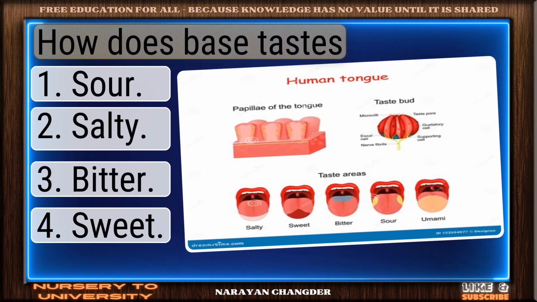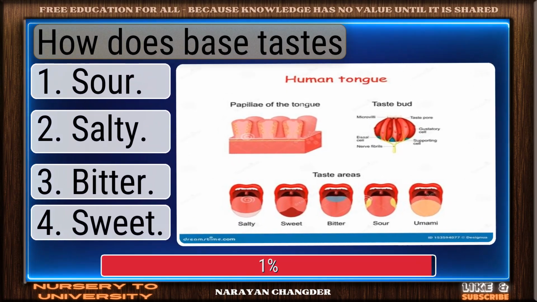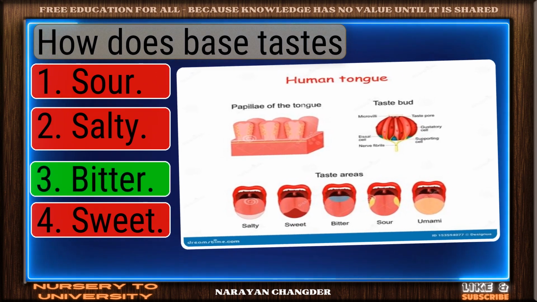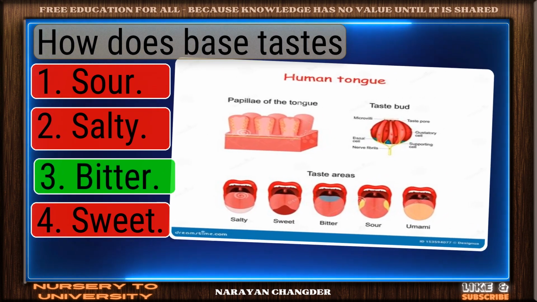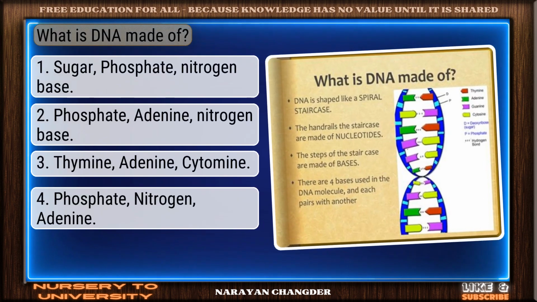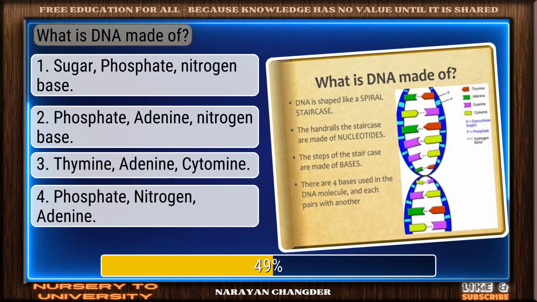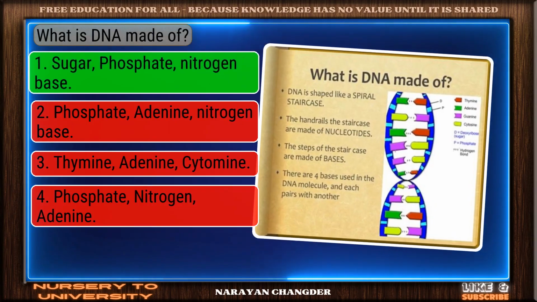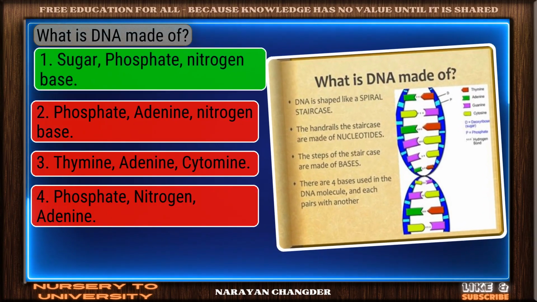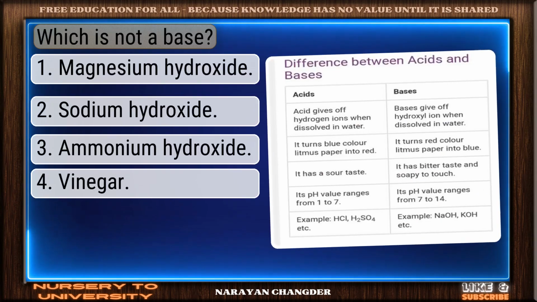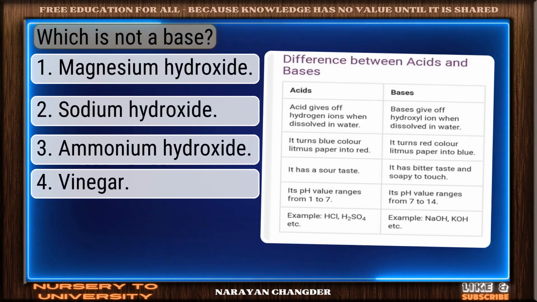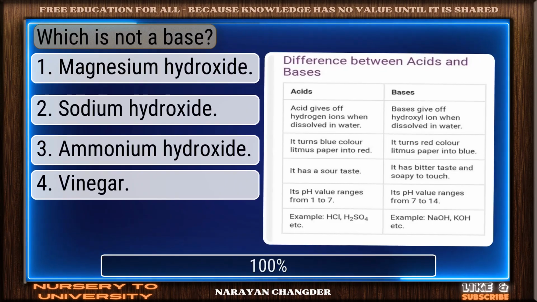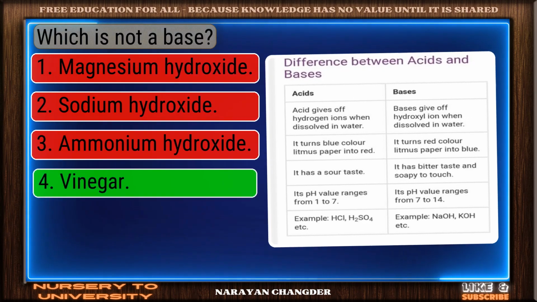Question number 247. How does a base taste? Correct response. Bitter is the most accurate answer. Question number 248. What is DNA made of? Sharp thinking. Sugar, phosphate, nitrogen base is the right choice. Question number 249. Which is not a base? Right again. Vinegar is a valid answer.